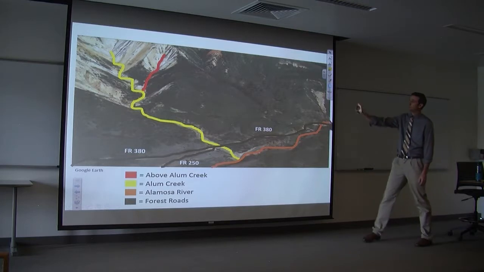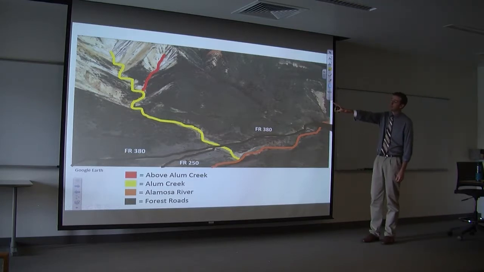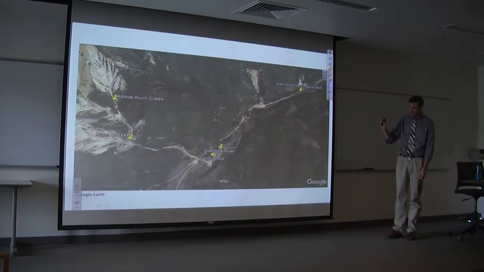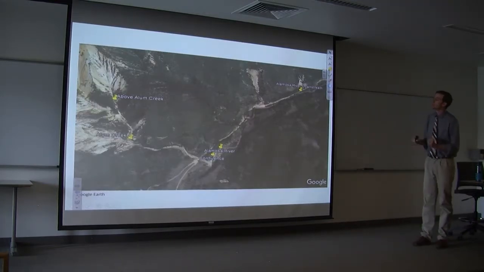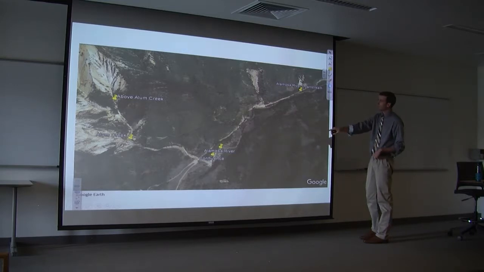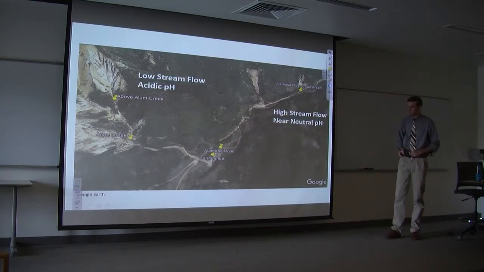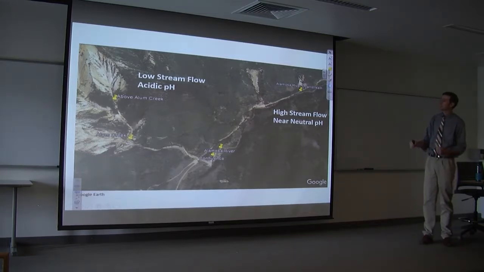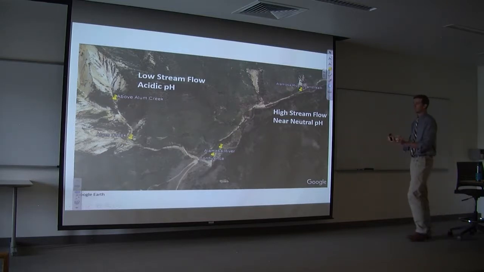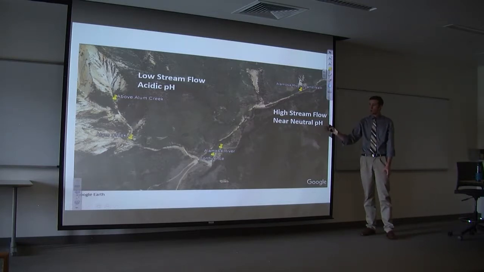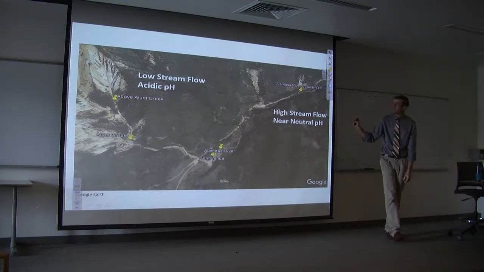And we started above Alum Creek in that red area, sampled along Alum Creek, and then along the Alamosa River. These are GPS coordinates of our actual sampling locations. And so you can see that we established a gradient here starting above and continuing down the Alamosa River. Like I mentioned, we were interested in the geochemical gradient. And so up here I just included some general metrics: there was a low stream flow up in that area with low pH, almost neutral pH, with a higher stream flow in the Alamosa River.